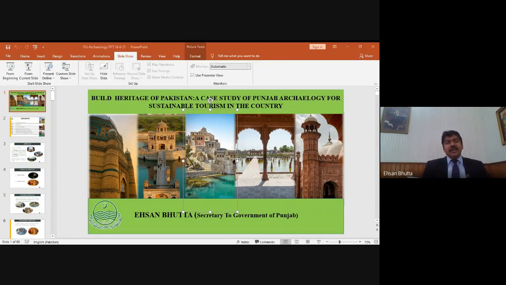Another important thing is coordination among different agencies. There are a number of agencies: the municipalities, the universities, the research institutions, the archaeology and auqaf departments. So their coordination is very important. Every department thinks that this is our turf war going on, and they don't give NOC to the Archaeology Directorate or to other departments for conservation purposes. So this is a problem the Archaeology Directorate is facing.